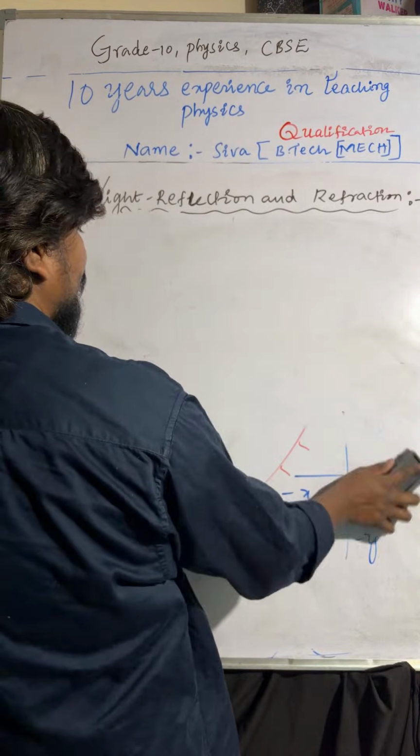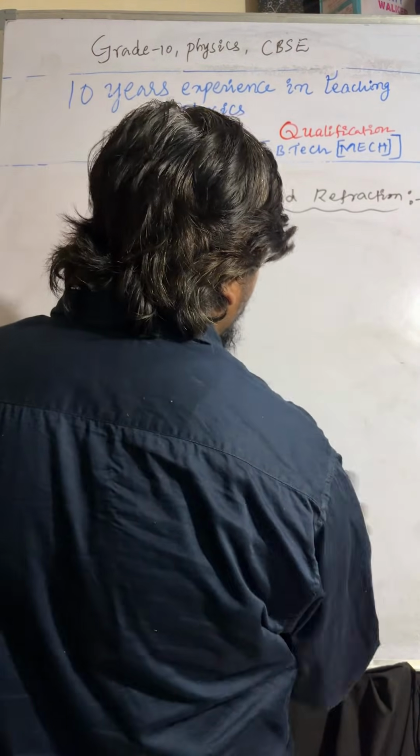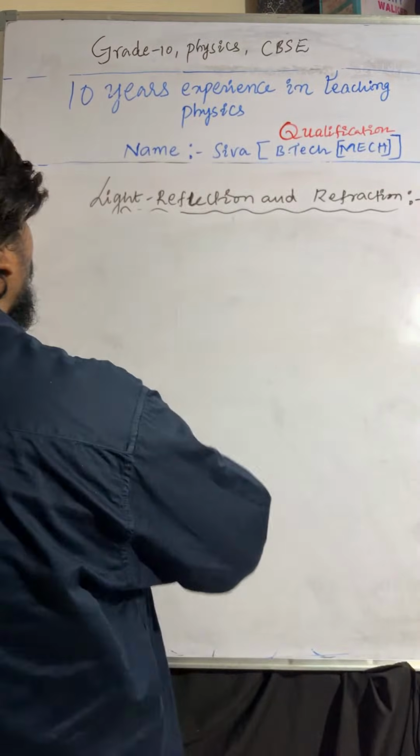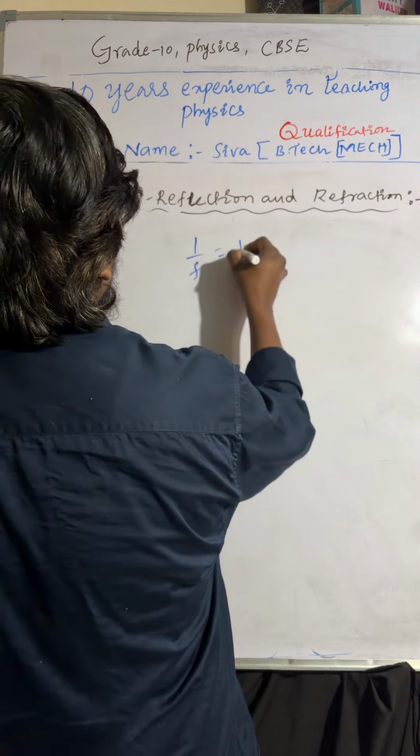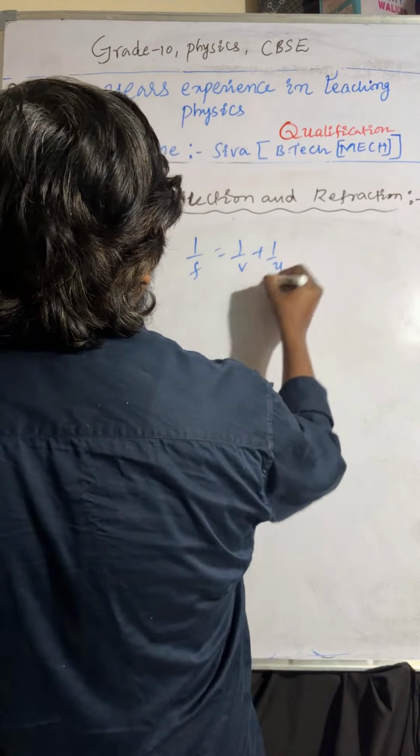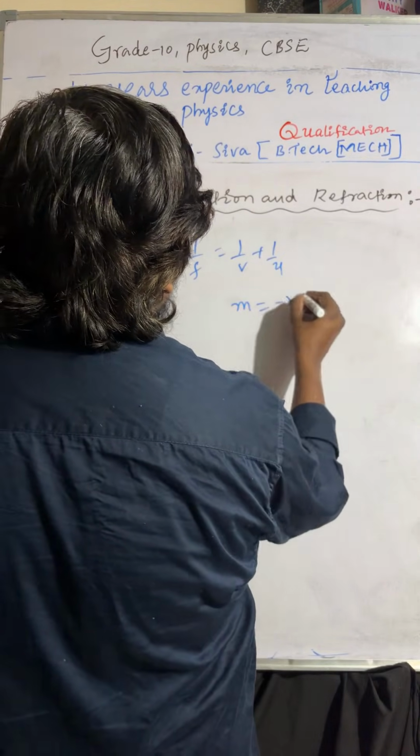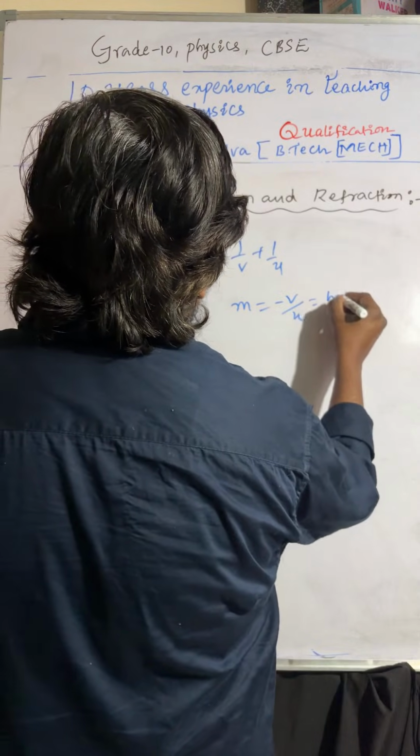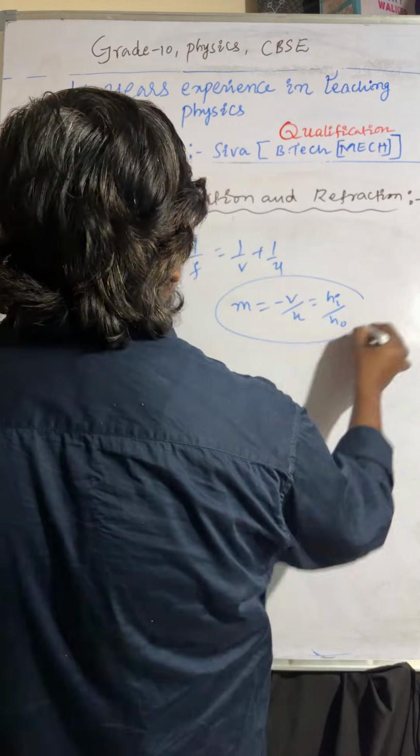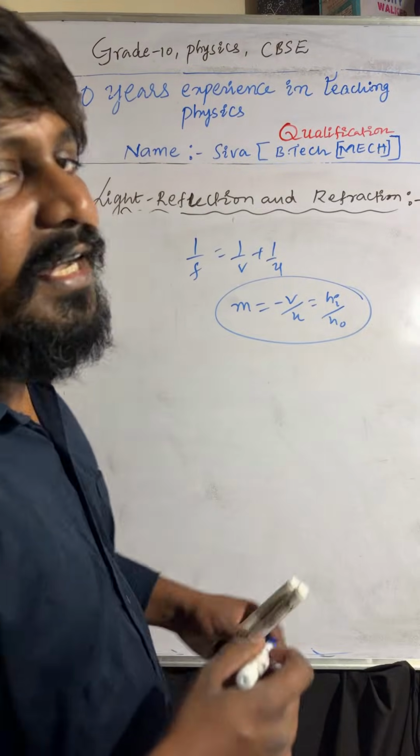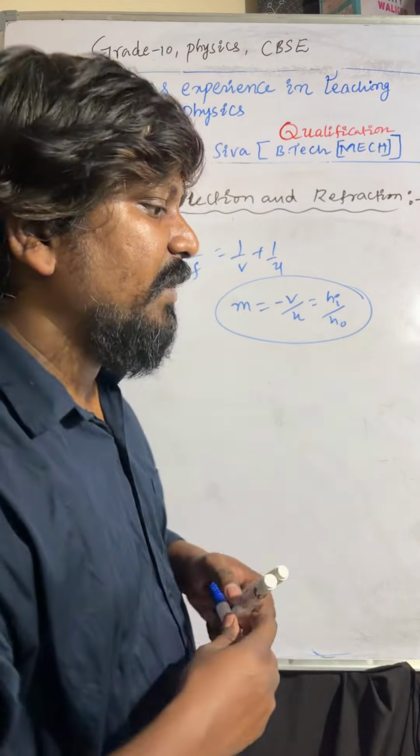Coming to the next one, the mirror formula and magnification. Mirror formula: 1/f = 1/v + 1/u, and magnification m = -v/u, that is nothing but height of the image by height of the object. That is nothing but the magnification of the spherical mirror, for concave mirror and convex mirror.